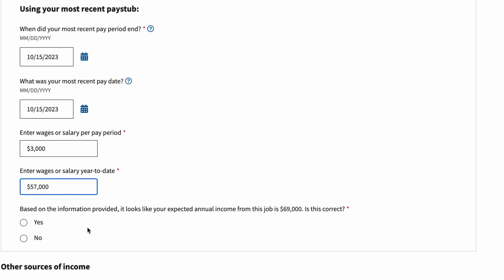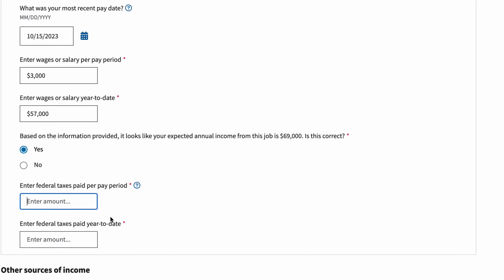Based on the information provided, it looks like your annual income is $69,000. Oh, uh-oh, what if we made a mistake? Oh, it looks like it updates automatically. So just keep that in mind. We've entered that number. It looks like that is correct.